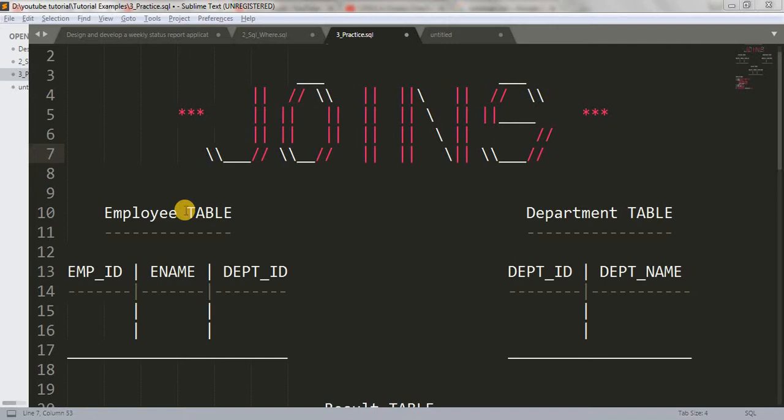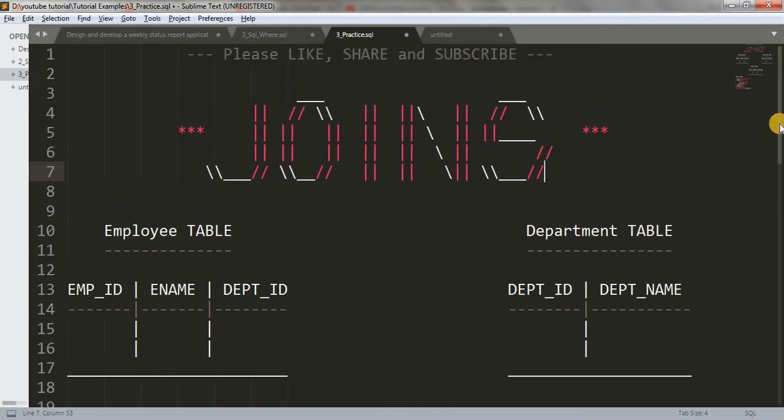So today we are going to learn about joins. Join is one of the important concepts of relational databases, and it is one of the most important topics in SQL as well. All right, so let's start learning about this.